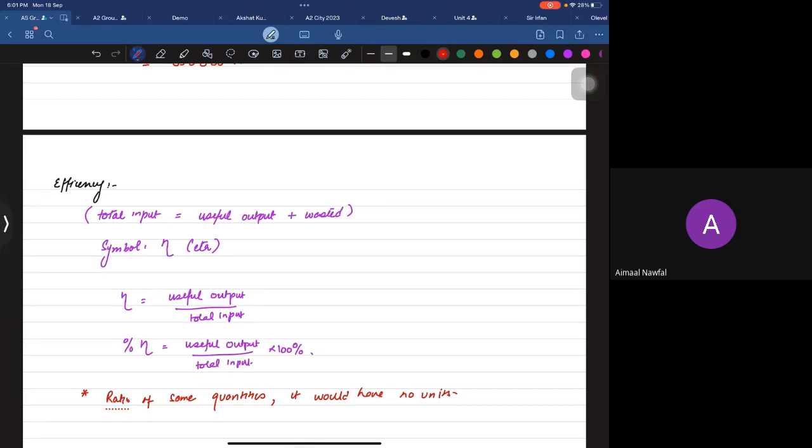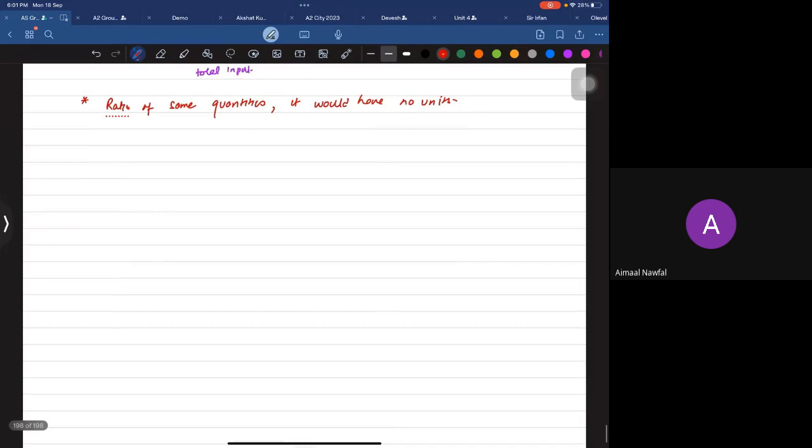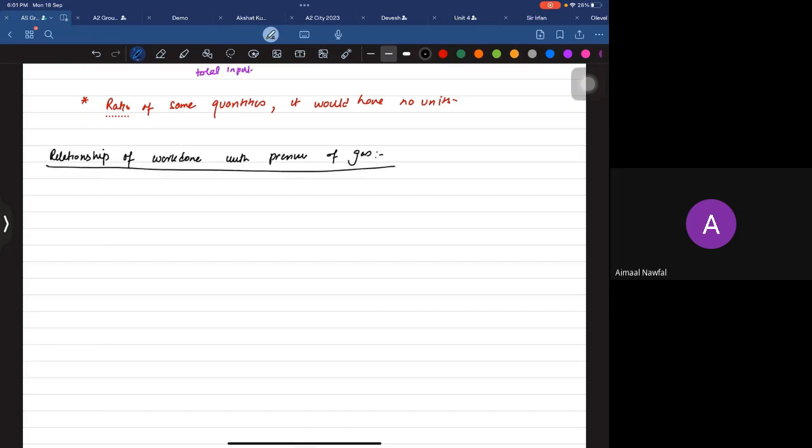Okay, so now the last thing we're going to do, let's complete this chapter. Tomorrow we can discuss some of the worksheets that are left and maybe start the new one. So, the relationship of work done with pressure of gas. This is a very simple derivation. You need to learn this, by the way. It comes for 2 marks in paper 2, and can also come in paper 1.